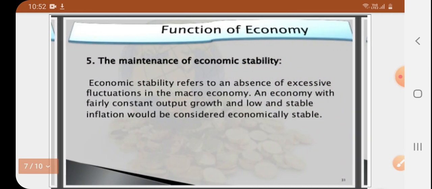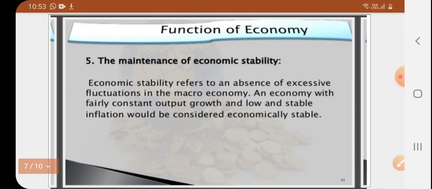Fifth, the maintenance of economic stability. What is economic stability? It refers to an absence of excessive fluctuations in macroeconomy. Fluctuations occur in every economy, but the absence of excessive fluctuations decides the economic stability. An economy with fairly constant output growth and low and stable inflation would be considered economically stable.